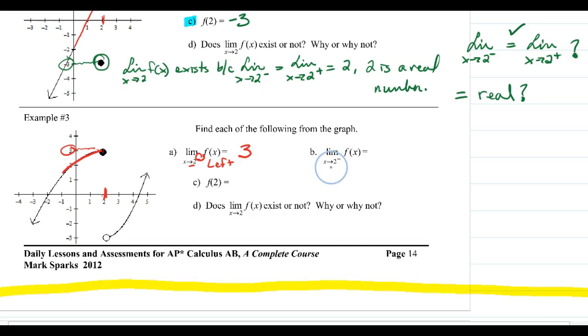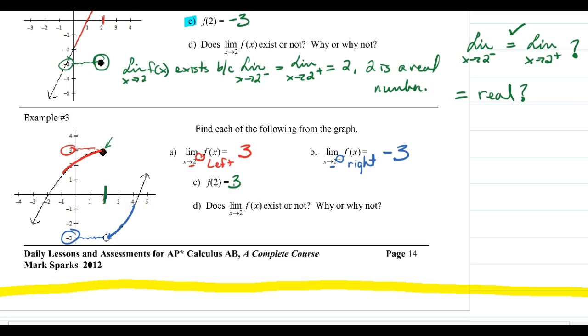For b, I'm still approaching positive 2, but this time from the right. It's a little difficult to tell, but that's a positive sign. Here I'm approaching it from the right. Here's my 2. Someplace to the right of it, I head toward 2, and I find that the y value I'm approaching is about negative 3. How about the value of my function? Looking at 2, I look straight up and down and see where this function exists. It's undefined here at y equals negative 3, but it is defined here at y equals positive 3. So the value of my function is 3.